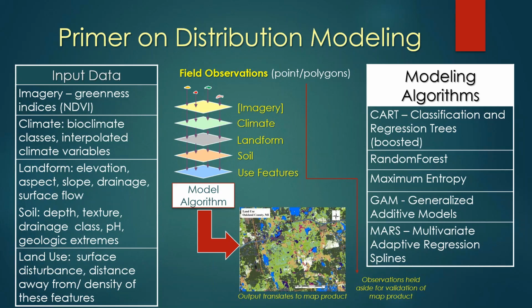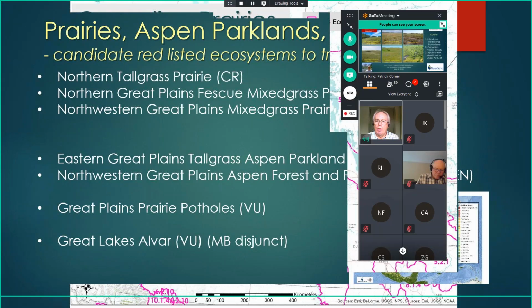So it was from this prior work that we could start to take a look at the prairies, the aspen parklands, and this geography, and develop a candidate list. We thought there were ecosystem types we would need to focus on. They probably will be red listed, working our way through the IUCN criteria, and that gave us an initial sense of what we would likely need to focus on within this particular geography.